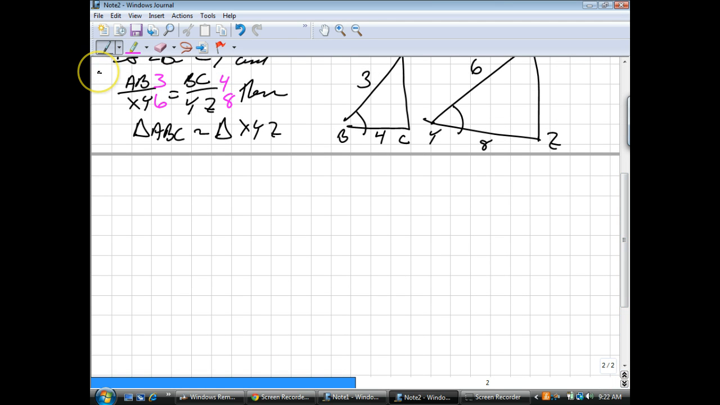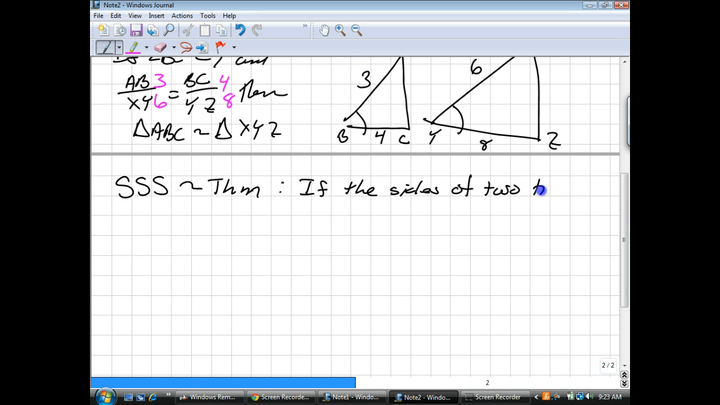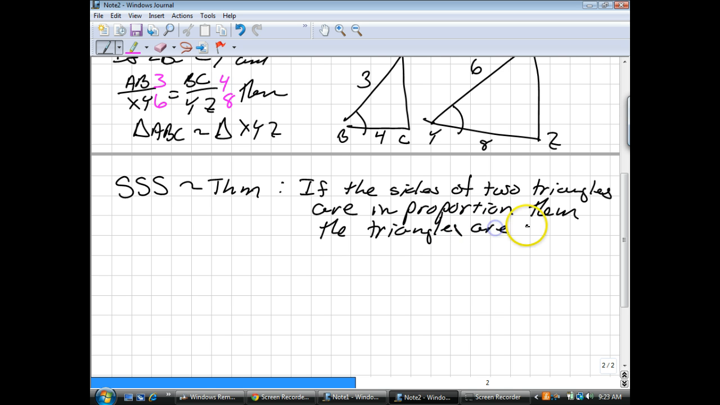Okay, and then the second theorem is the side-side-side similarity theorem, and it says if the sides of two triangles are in proportion, then the triangles are similar.